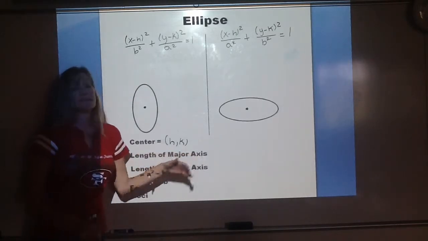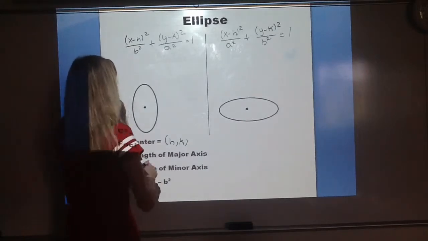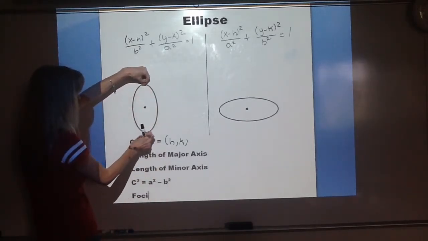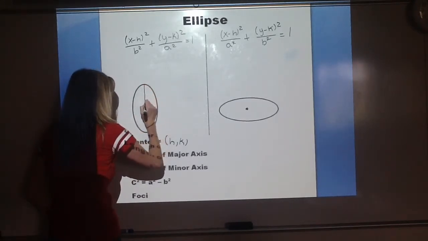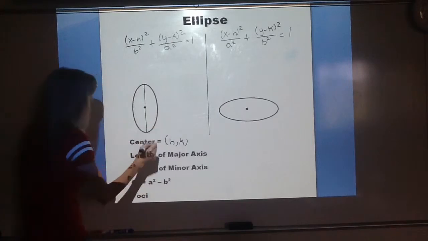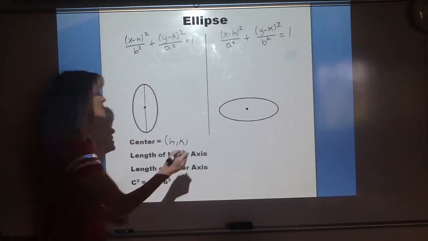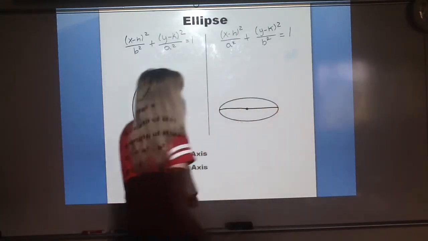Length of the major axis, that's really important. Major means bigger in math. And so the major axis would be the longest distance through the center of the ellipse from edge to edge. So in this case, the major axis is vertical. In this one, the major axis is horizontal.